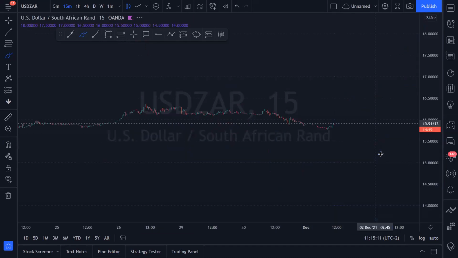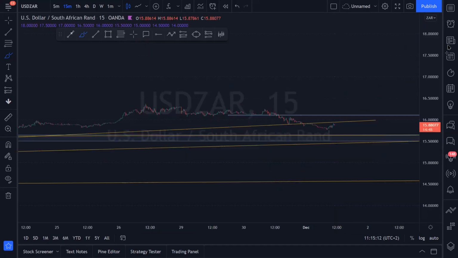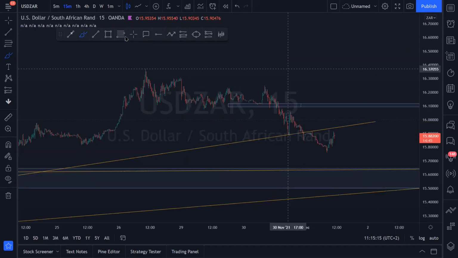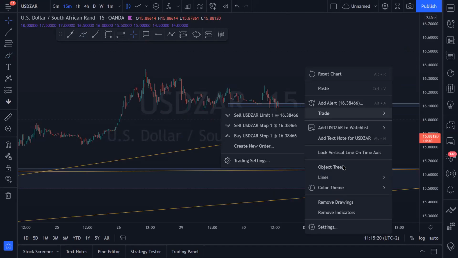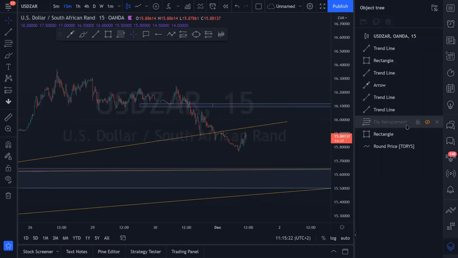Let's see, last pair. So USD ZAR literally completed the setup that we were looking at yesterday. Unfortunately, USD ZAR didn't tag us in yesterday. Where's our object tree? Let's just see if we still have this short position. Okay, looks like I deleted it.